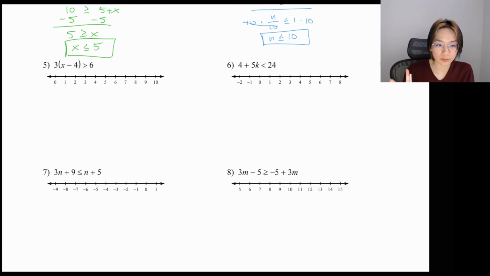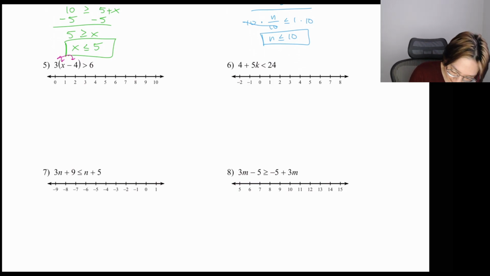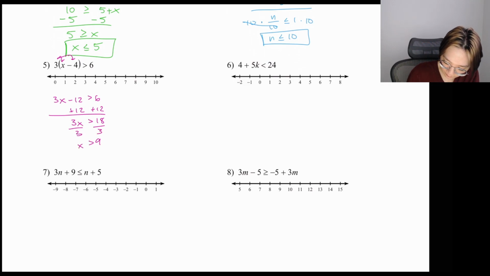5. Technically 2 different ways to do this. One way, distribution, which is the safer way. So if we distribute straight from here, we have 3x minus 12 is greater than 6. If we just solve this, add 12 to both sides, 3x is greater than 18. Divide by 3, x is greater than 9. The other way is just dividing both sides by 3. So we go from there, x minus 4 is greater than 2. Add 4 to both sides. X is greater than 6.